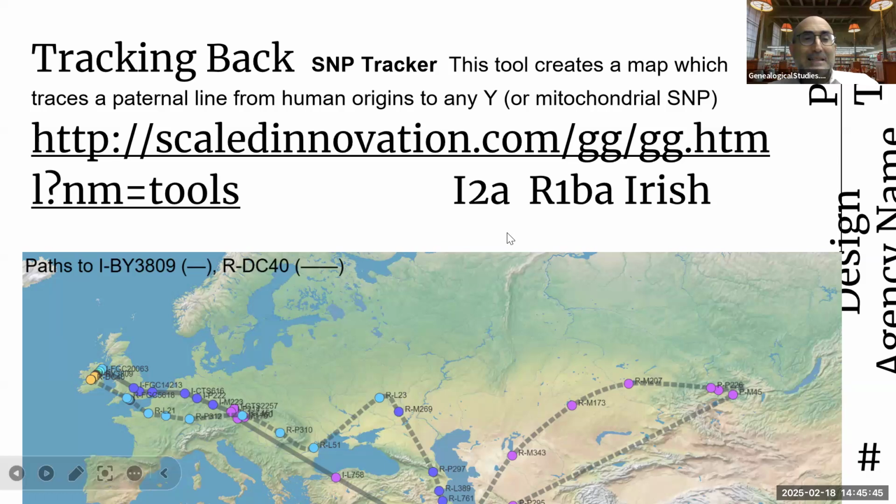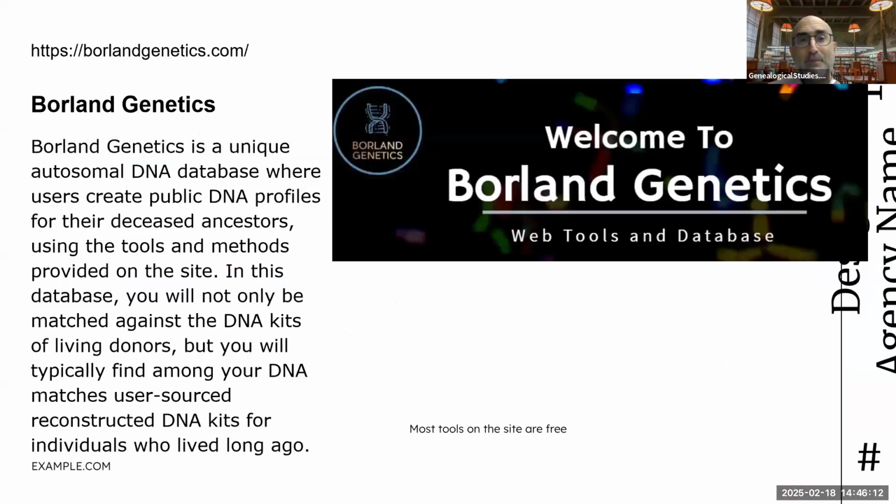Now, this is the SNPs from a male Y haplogroup, I2A, R1BA Irish, and it shows you where the SNPs emerged, and it's kind of the path that the SNP took in history. So when you have your Y DNA, or it also does your mtDNA, you could see the migration path of your deepest ancestry.